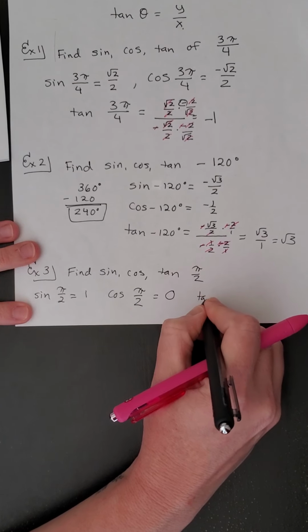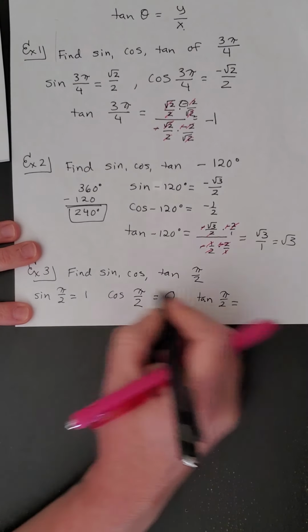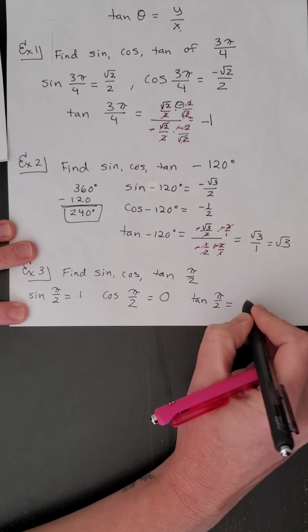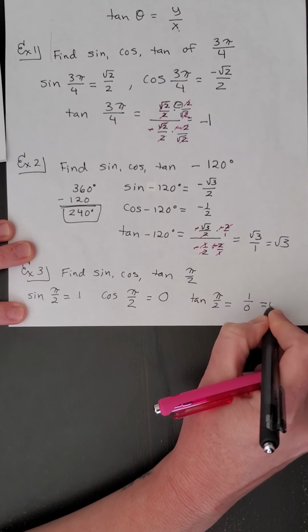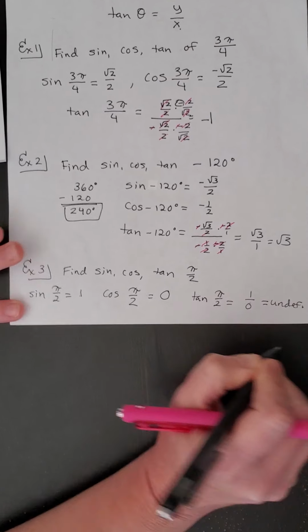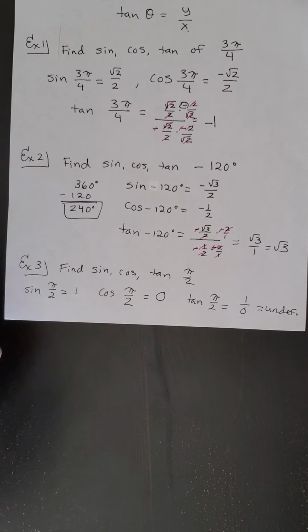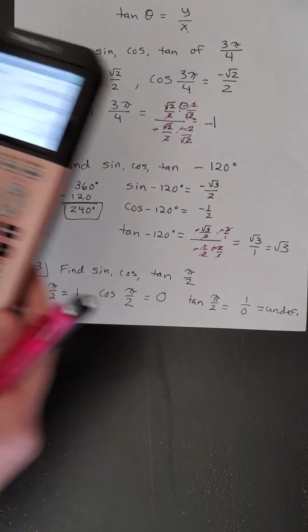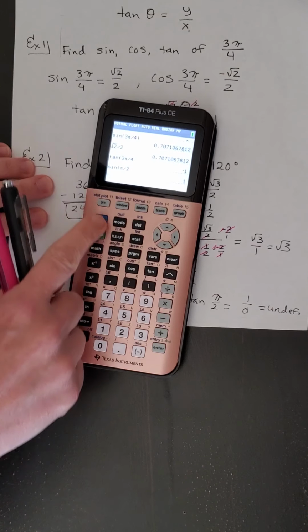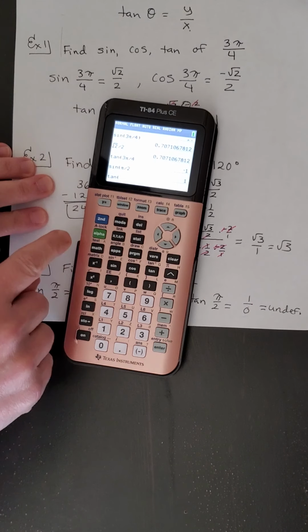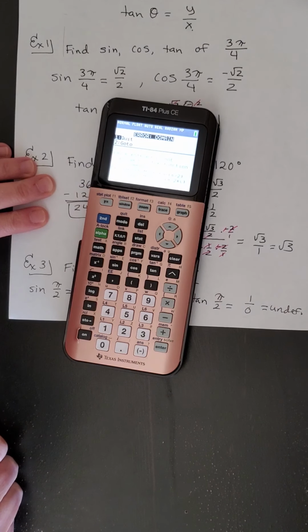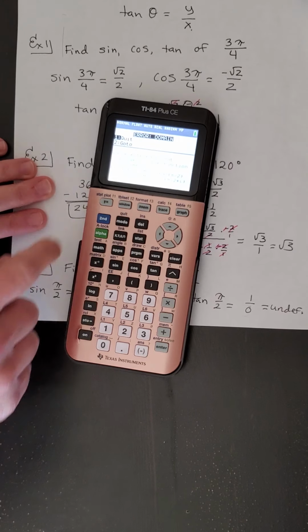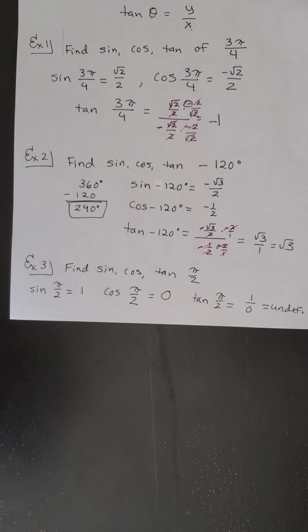And tangent pi over 2 would be y over x, or sine over cosine. So that would be 1 over 0. You cannot have 0 in the denominator. This would be undefined. And if you try on your calculator to find out what tangent of pi over 2 is, it will tell you error, domain error. You cannot do that. So if you get an error, it's because it is an undefined value.